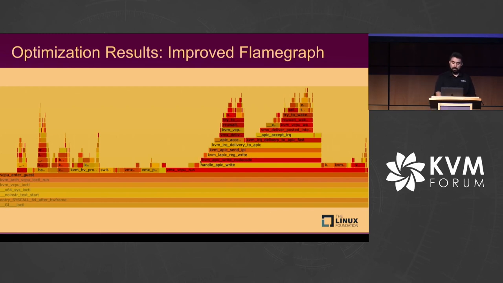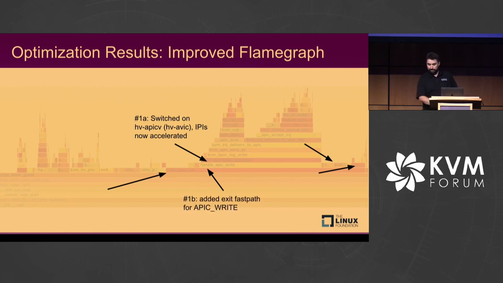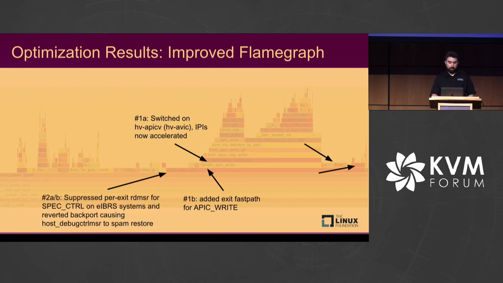Right, so we've got a much shorter little tabletop here in vCPU run. We've got the call chain for handle APIC write coming, doing the IPI delivery in the vCPU run loop itself, which is great, which means the IPI delivery is happening faster. And if we build this out a little bit, these changes were, as specified, we've switched over to hardware accelerated IPIs and added the new FastPath handler.